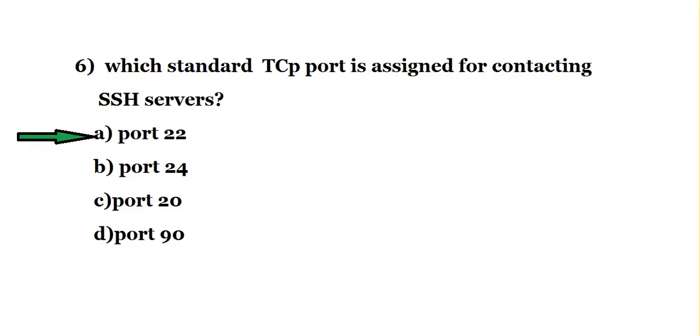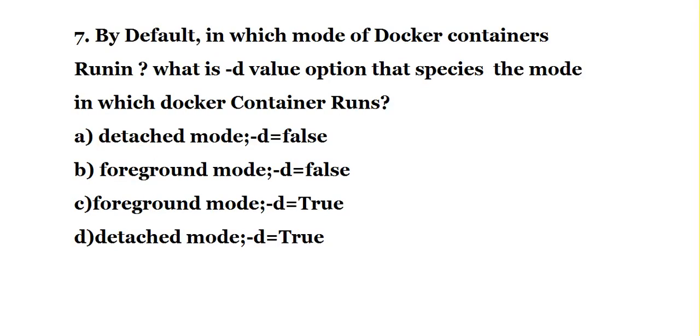So the next question is, by default, in which mode does a Docker container run, and what is the -d option that specifies the mode in which the Docker container runs? Option C, foreground mode, -d equal to true. It's not detached mode. So foreground mode, not false.